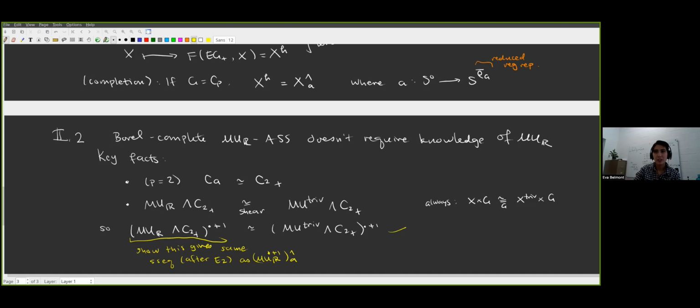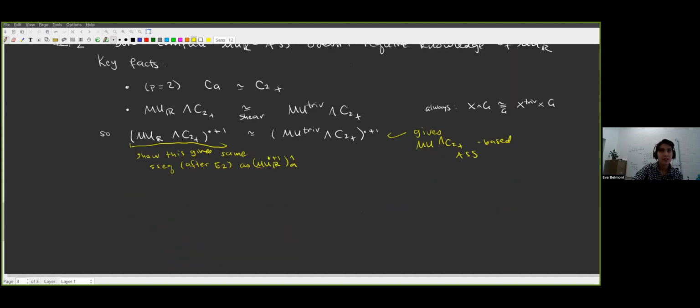And so then this gives the MU smash C2 plus based Atiyah spectral sequence. So the thing on the right is the thing that we can generalize. So this is one answer to the question of how do you generalize the completed MUR based Adams-Novikov spectral sequence. What you can do is generalize this MU smash C2 plus based Adams spectral sequence. So this is clearly something you can do at any group.